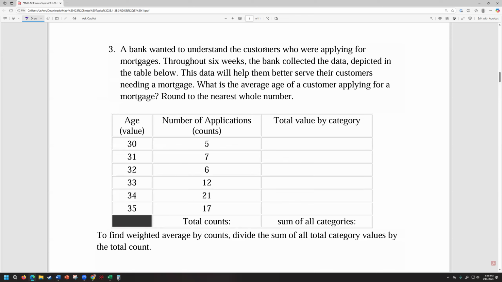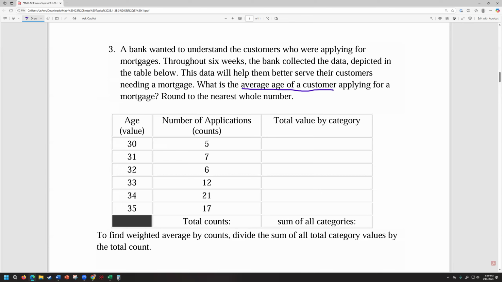It says a bank wanted to understand the customers who are applying for mortgages. Throughout 6 weeks, the bank collected the data depicted in the table below. This data will help them better serve their customers needing a mortgage. Now, I'm going to underline this next sentence because it tells you why I'm treating age as the value and the applicants as the count. They asked for the average age of a customer. So the average age tells me I am valuing the customers' ages. That is our numerical value. These are like our data points.